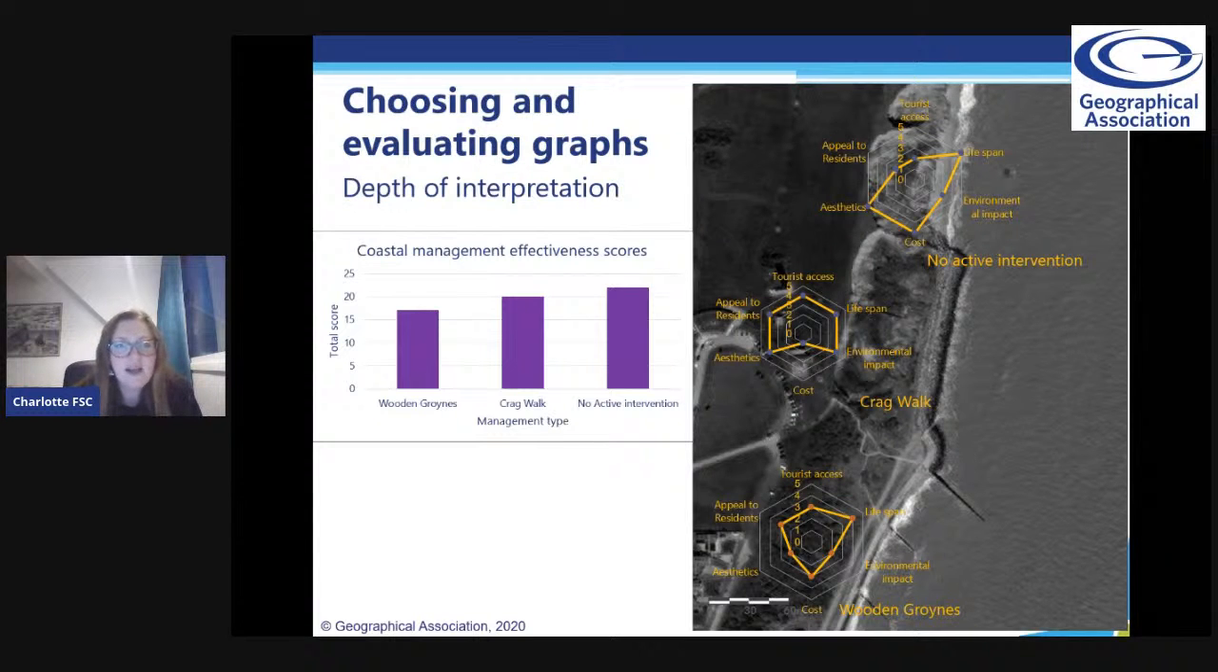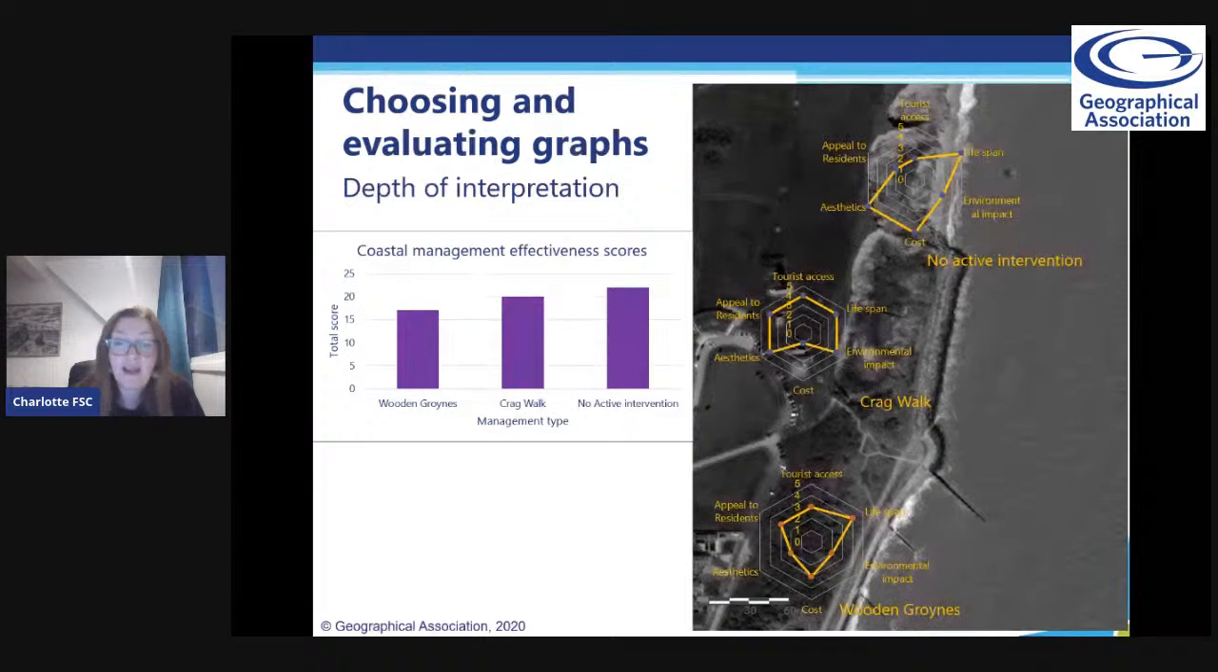So for an in-depth interpretation telling you about the relative effectiveness of different coastal management options, you've got the bar graph and the radar graph. I would say that the radar graph allows a more in-depth interpretation of effectiveness. Let's discuss why. Let's think about that.